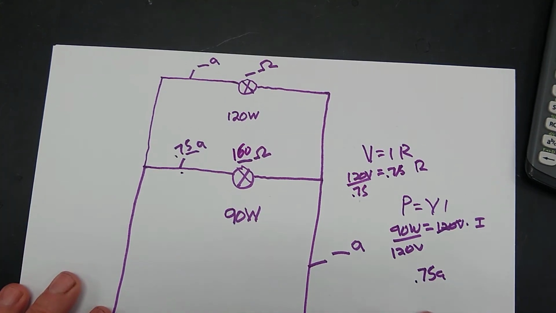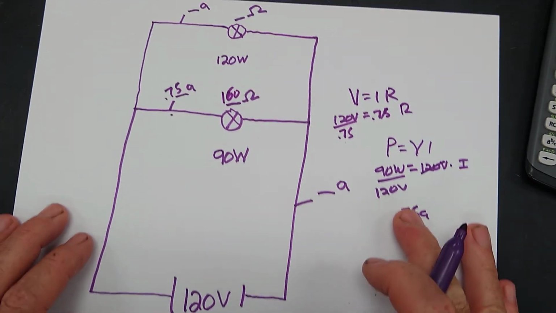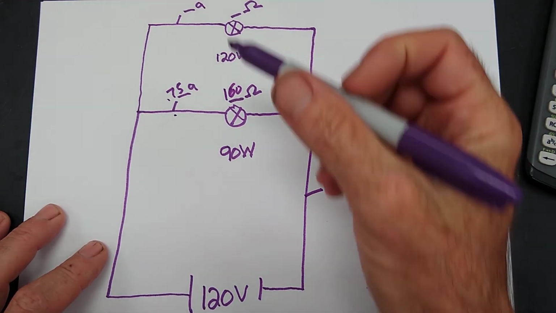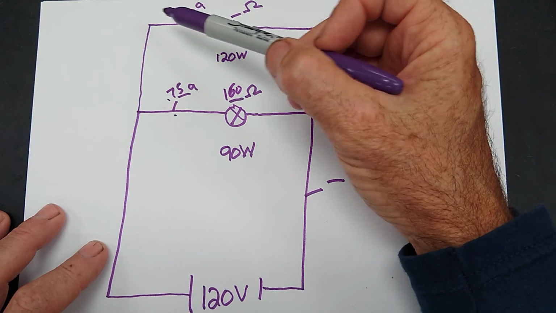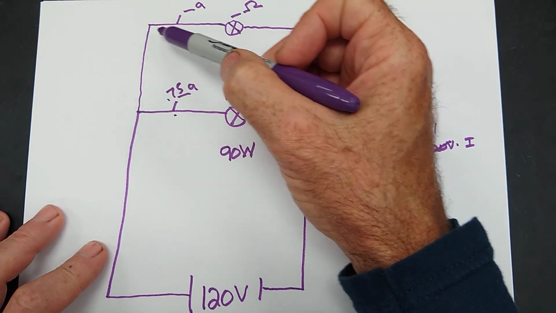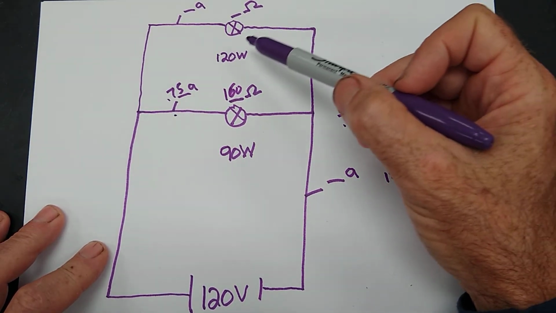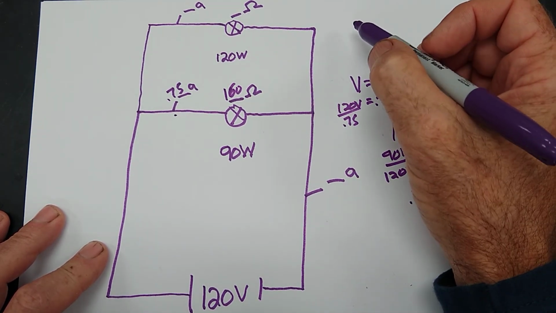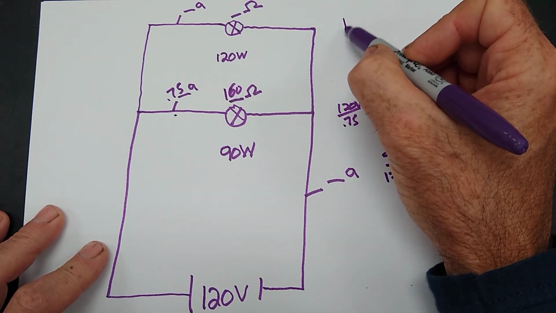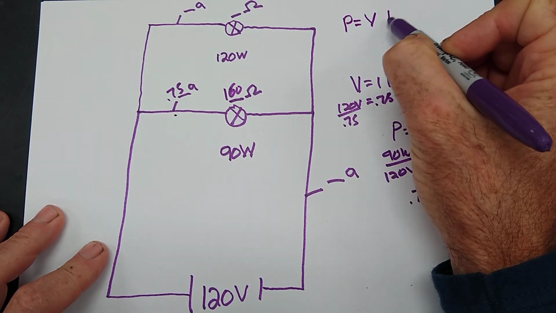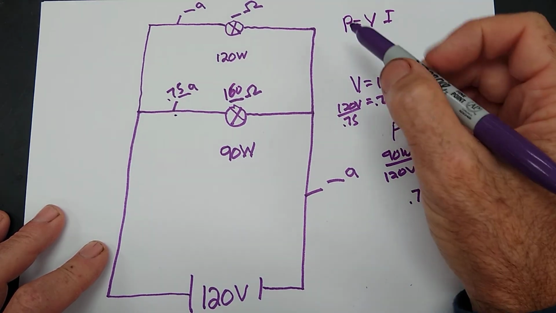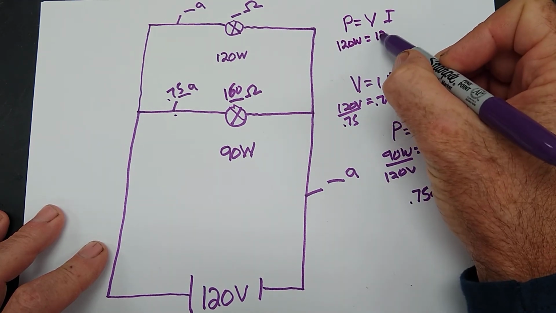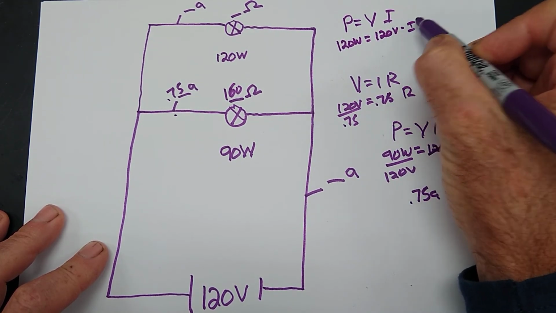All right, let's try this one up here at the top. First thing I would ask you, what is the amperage? There's 120 volts here with a 120 watt bulb. Go. Here's how we'll solve that. We'll say P is equal to VI. The power being used is a 120 watt bulb. There's 120 volts available, so it's 1 amp.